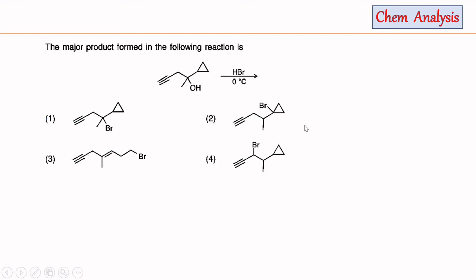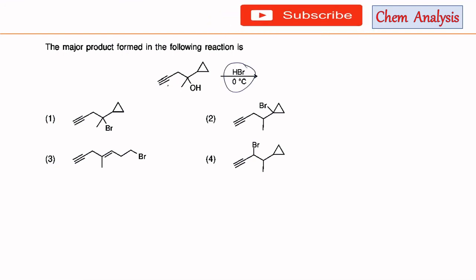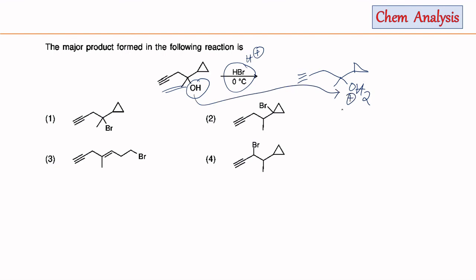This is the last question for this discussion, and here you have to tell the final product for this reaction. Here this alcohol is treated with HBr. First of all, the OH will be protonated by H plus liberated from HBr. So the product formed in the first step will have OH2 plus, that is, the OH group is converted to a better leaving group, OH2 plus.